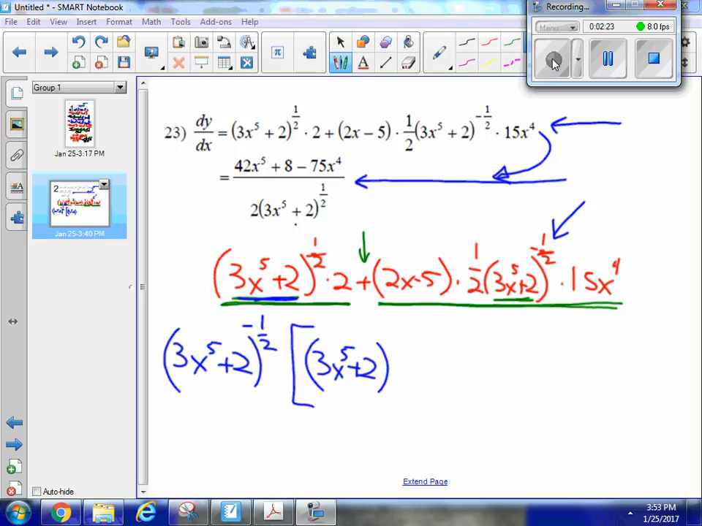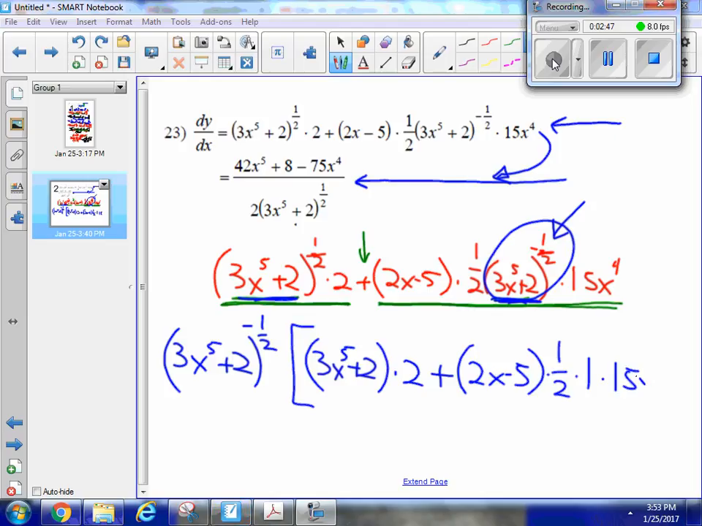So I have that, and now it's times 2 plus 2x minus 5 times 1/2. Then remember, we factored this out. So that's really like times 1, because we factored out this 3x to the fifth plus 2 to the negative 1/2, and times 15x to the fourth. And I'll put all of that in brackets, because this has to be able to distribute to that and to that.